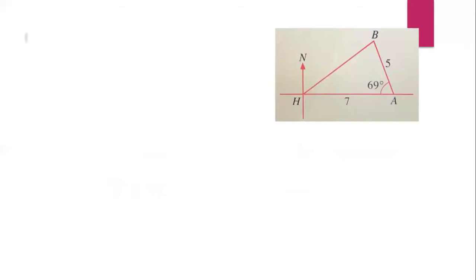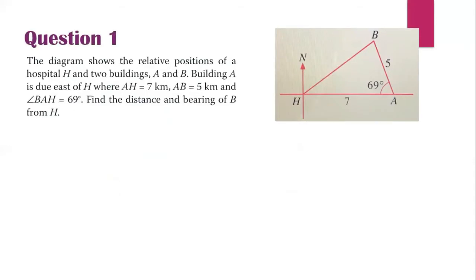Okay, students, now we go to question 1. Look at the diagram. The diagram shows the relative position of a hospital H and two buildings A and B. Building A is due east of H, where HA is 7 kilometers, AB is 5 kilometers, and angle BAX is 69 degrees. Find the distance and bearing of B from H. Okay, now we can answer this question. Actually, this question is very easy, everyone. Okay, start to answer this question.